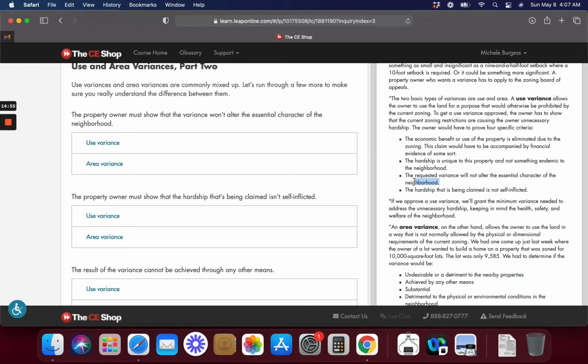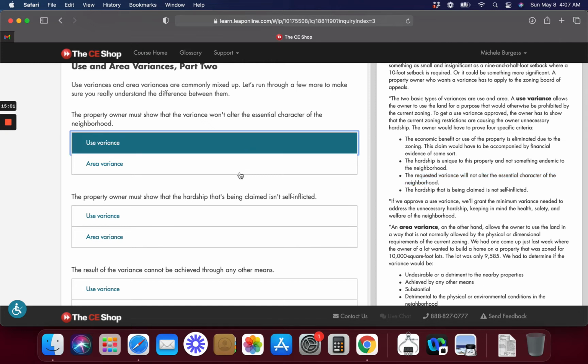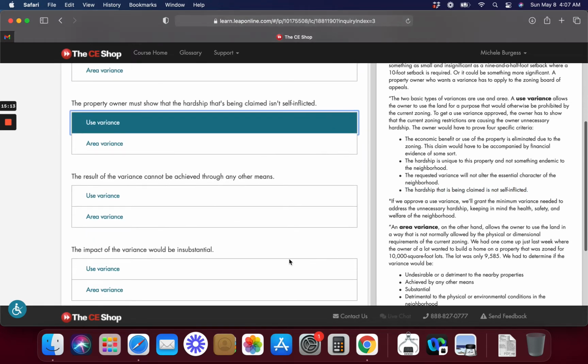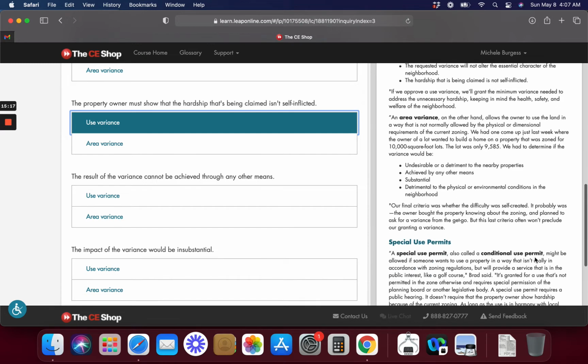But this one also does that. Will not alter the essential character. So that would be use. What are you using this for? The property owner must show that the hardship that's being claimed isn't self-inflicted. And that's another use. The result of the variance can't be achieved through any other means. This sounds like area. Achieved by any other means is area.